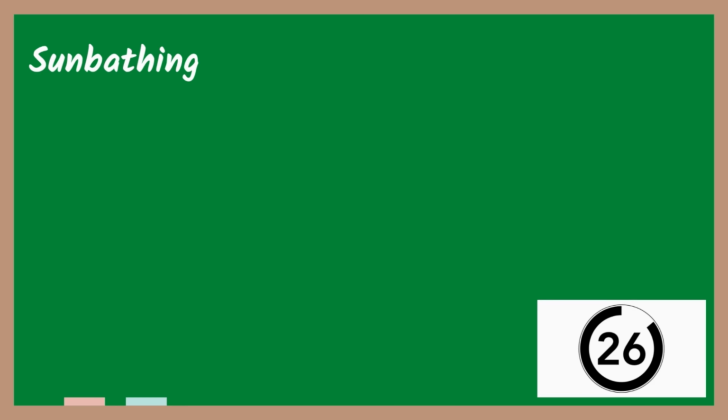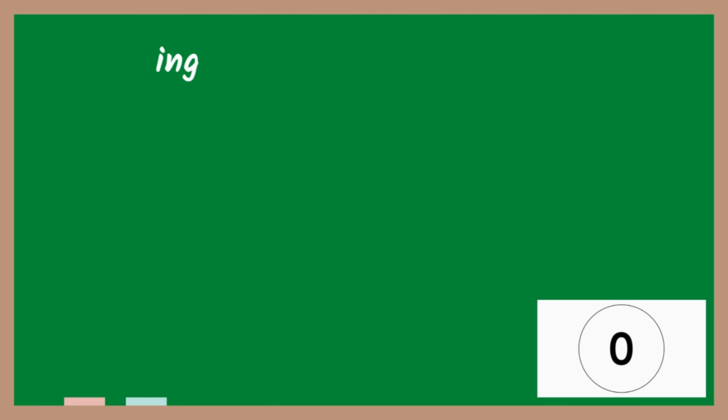Sunbathing. The correct answer is radiation. Our skin is exposed to various electromagnetic waves from the sun, mostly visible light and ultraviolet, making us warmer and tanner.